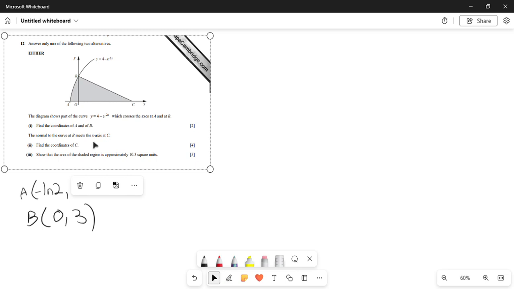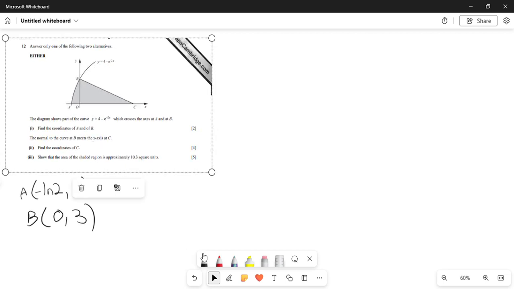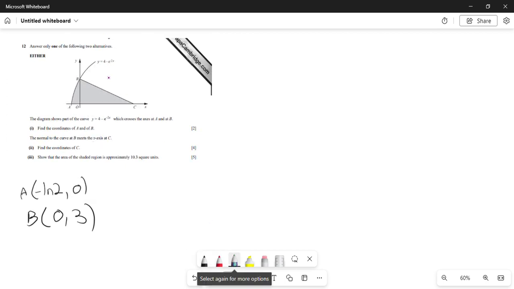So this is the normal line. I'm just changing the pen. This is the normal line. Okay, and this is the curve. So they both touch at B, which is a big clue here. And now I have to find coordinate C, am I right?